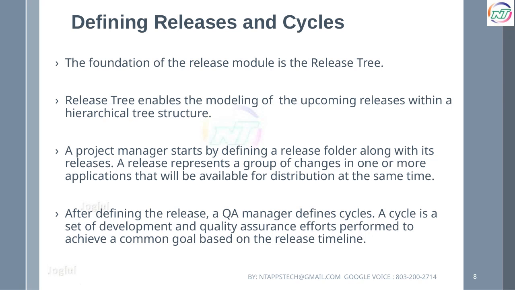Once the releases are set, a QA manager then defines cycles. These cycles represent sets of development and quality assurance efforts aimed at meeting the release deadlines. Each cycle aligns team efforts toward a common goal, ensuring that testing and development stay synchronized with the release timeline. The release tree helps visualize how these releases and cycles relate to each other, making it easier to manage dependencies in planning. This approach ensures we maintain control and visibility over the entire release process, from planning through execution. Let's move on to the next slide.